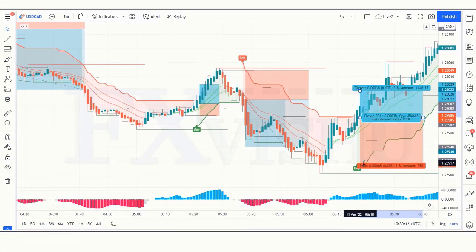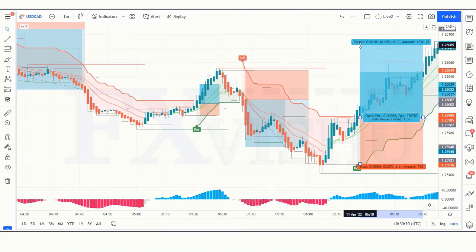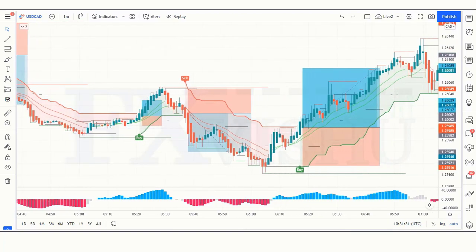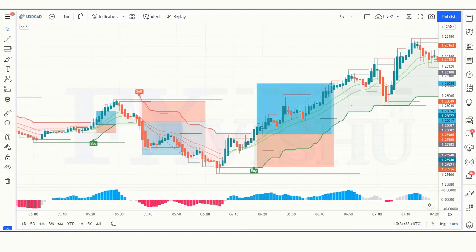Our stop loss will be placed at the market last low black line. And the risk to reward ratio will be 1:1.5. We have won the trade. Let's find the next trade.